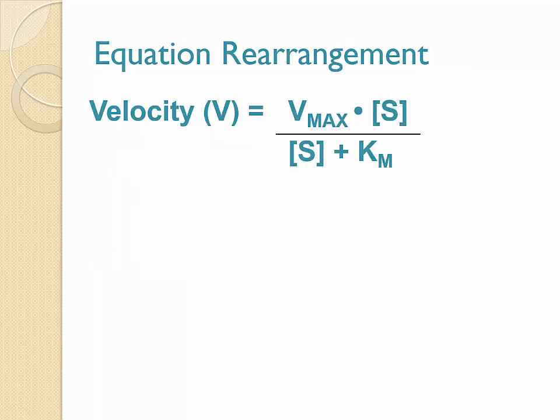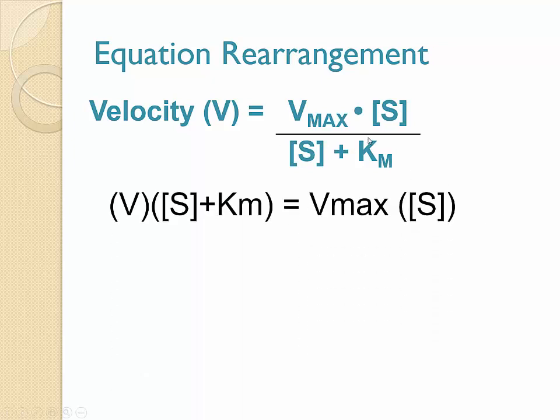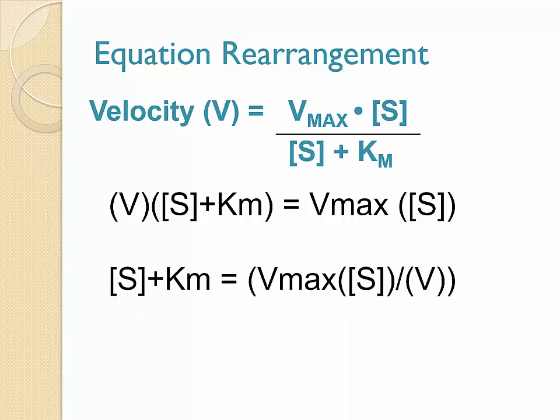So all we're going to do is simply rearrange the equation and solve it for Km. My first step is to simply get rid of this fraction. So I'm going to multiply both sides of my equation by substrate concentration plus Km. That cancels on the right side of the equation, leaving just Vmax times substrate concentration. My left side is now velocity times the quantity substrate concentration plus Km. So now I need to isolate the Km. So I'm going to divide both sides by velocity. So now I have substrate concentration plus Km is equal to the quantity Vmax times substrate concentration divided by velocity.